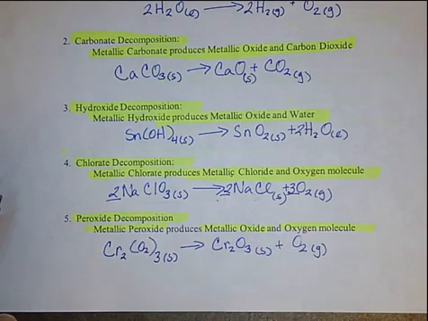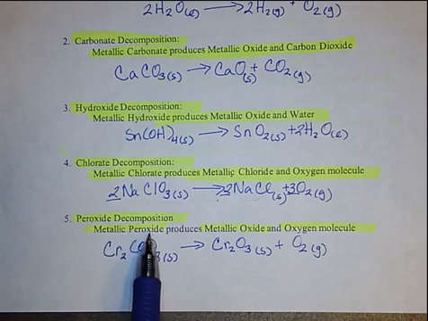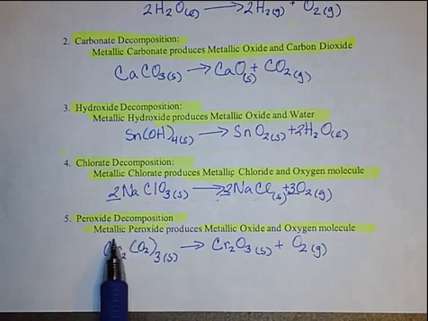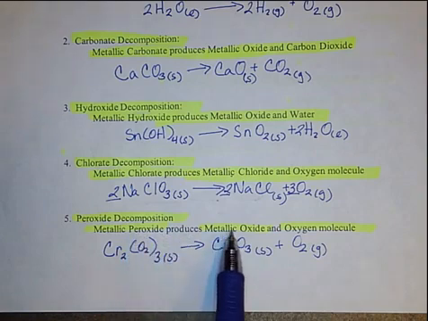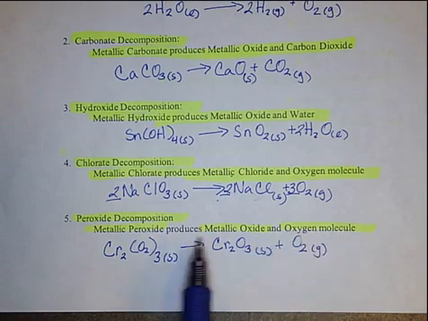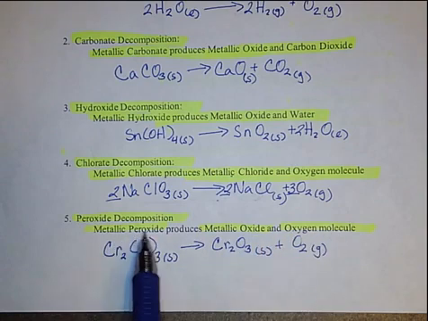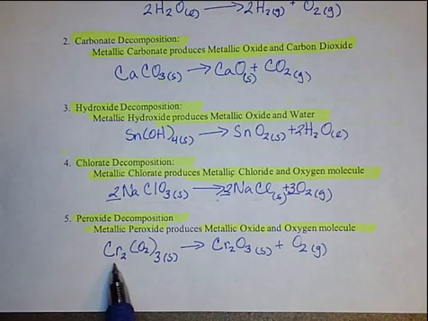The last reaction we're going to look at is peroxide decomposition. Peroxide decomposition starts off with the metallic peroxide. Keep in mind that the peroxide is O2 with a 2 minus charge. And this produces a metallic oxide and an oxygen. So we're going to start off with chromium peroxide, and this is going to be chromium 3 that we have.